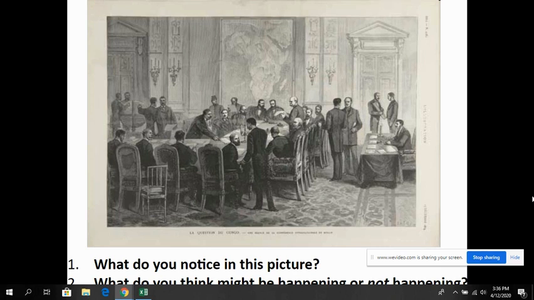So when we talk about what might be happening or not happening, this meeting is a rendition of something called the Berlin Conference. The Berlin Conference happened in 1884 to 1885 in Berlin, Germany. The meeting was between European powers in order to decide how to divide up Africa amongst the European countries and how to divide up Africa into colonies.